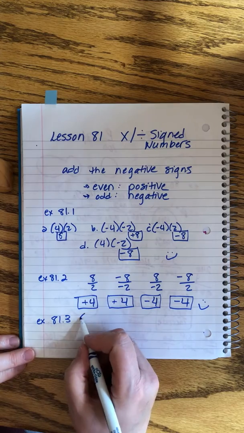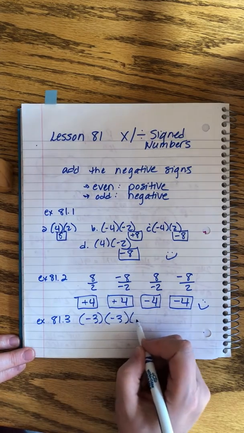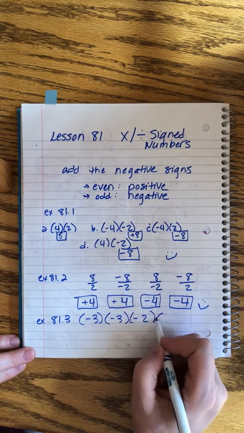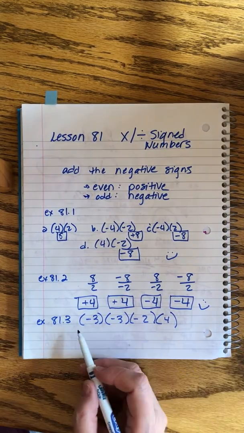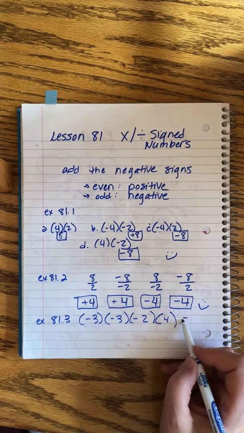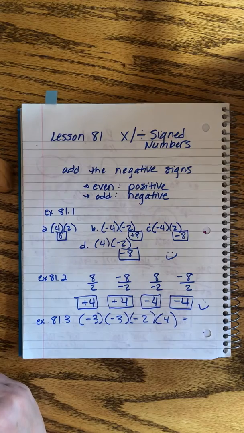81.3. Simplify. Minus 3 times minus 3 times minus 2. Okay. A good rule of thumb for doing these problems is, number 1, go through and multiply all the numbers, arranging them into packages however you like, and get the number figured out, then count up the signs and decide whether it's positive or negative.